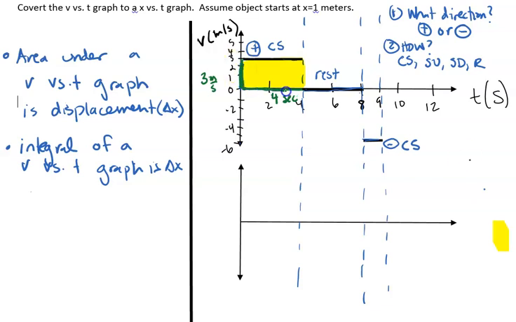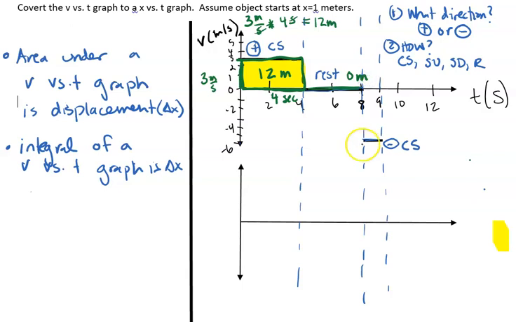And the cool thing is, if we find the area of this rectangle, the area is 3 meters per second times 4 seconds. The seconds units cancel out on the top and the bottom, so we're left with 12 meters. So the area of this rectangle is 12 meters. That means you go 12 meters. This next little portion right here has no area because it's just at 0 meters per second. So you go 0 meters.